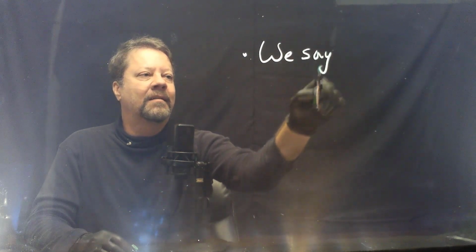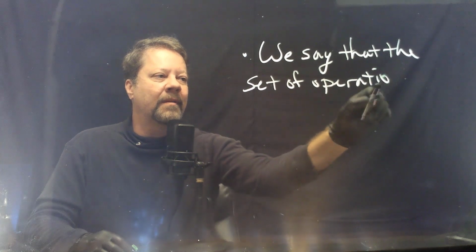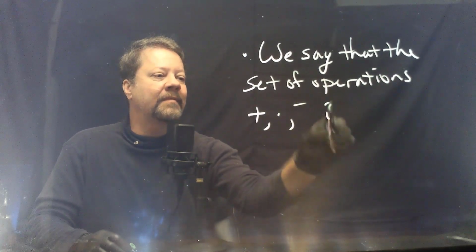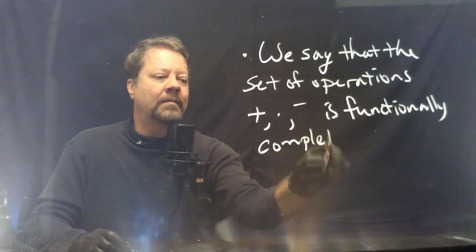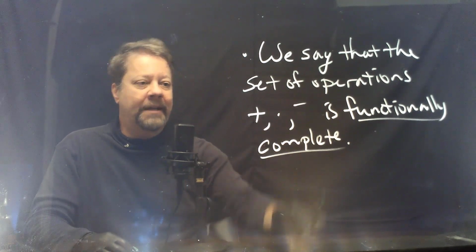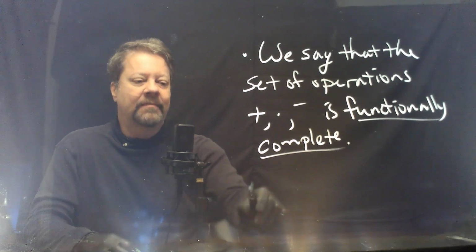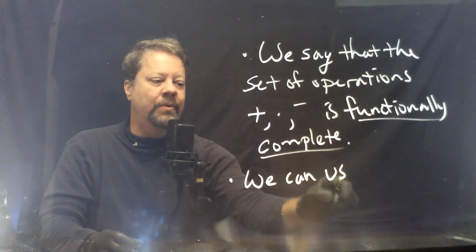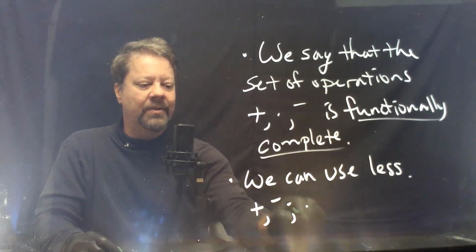Since every Boolean function can be expressed using a finite number of sums, products, and complements, we say that the set of operations plus, times, and complement is functionally complete. And so every Boolean function can be expressed by a finite number of these operations made in combination. However, note, we can use less. We can use plus and conjugate, or we could use times and conjugate.